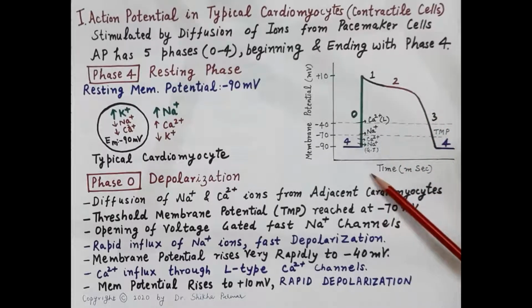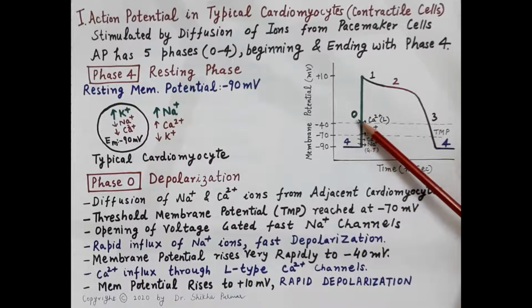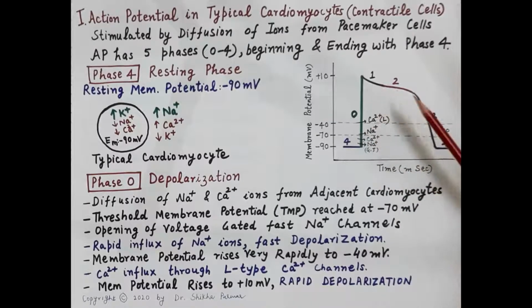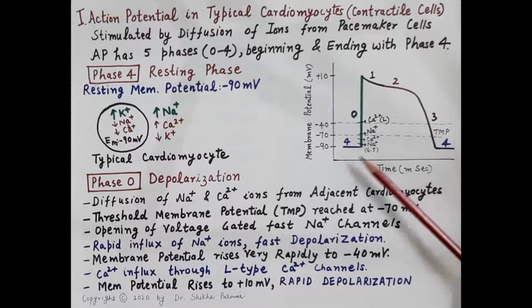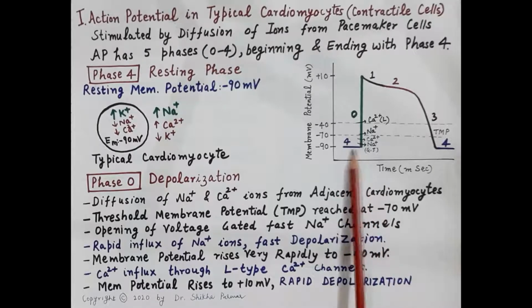Now, as shown over here in this diagram, there are 5 phases characterized as phase 0, 1, 2, 3 and 4. Action potential begins with phase 4 and it also ends with phase 4. This is the phase shown in the blue color. This phase is phase 4.